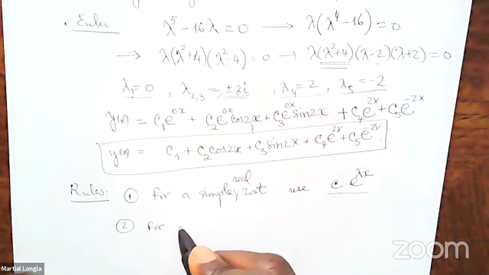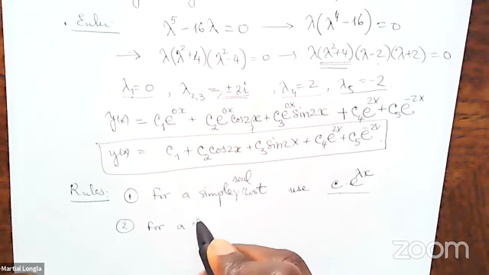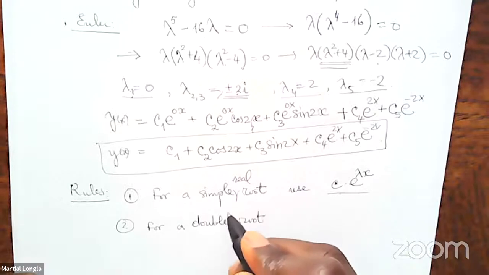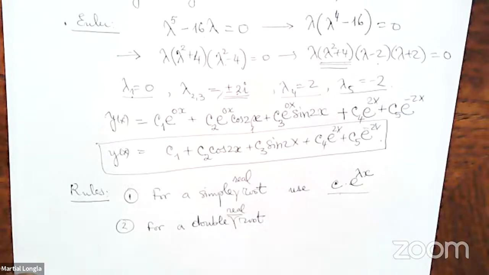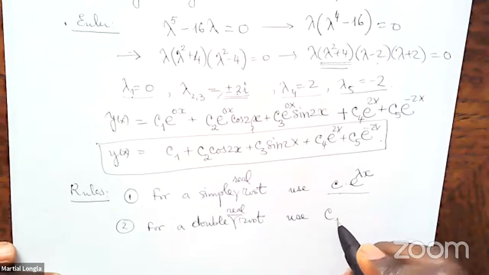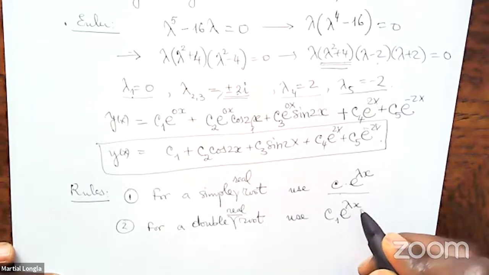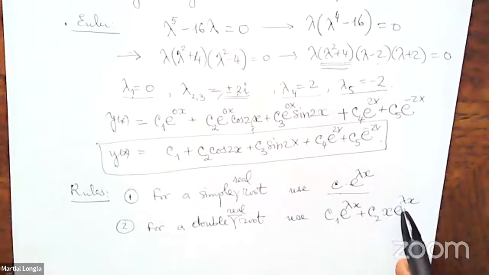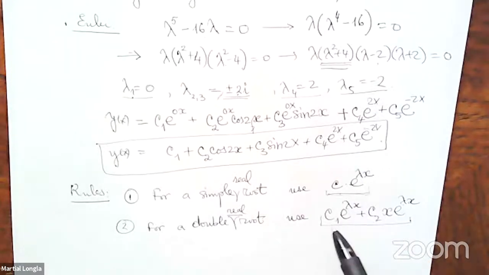So for a root, let's say for a double real root, because you can have a double that is not real as well, you're going to use c1 e to the lambda x plus c2 x e to the lambda x. So if the root lambda comes twice, it's going to give you this piece of the general solution. If it comes one time, it's just this. Two times the same root, it is this.